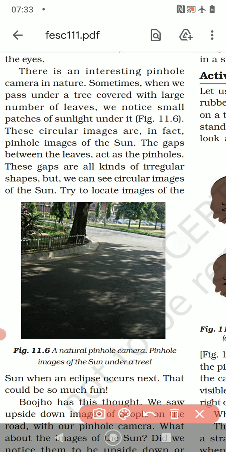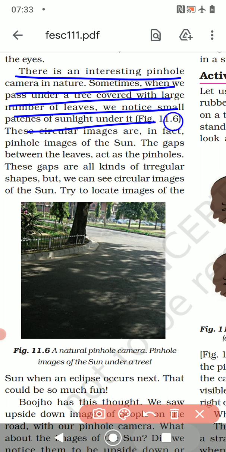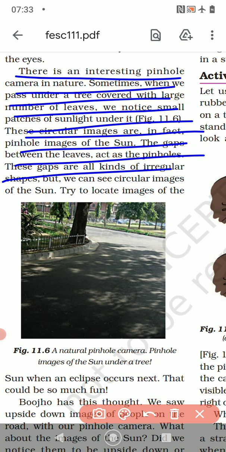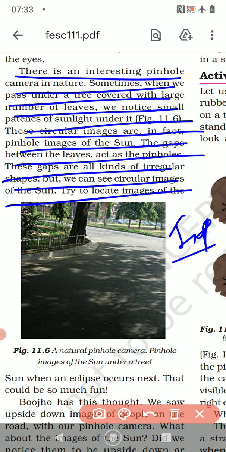So children, this question is very important. Where is the pinhole camera present in nature, and what is the pinhole and what is the image? These are very important. So you have to read this very carefully and underline it.